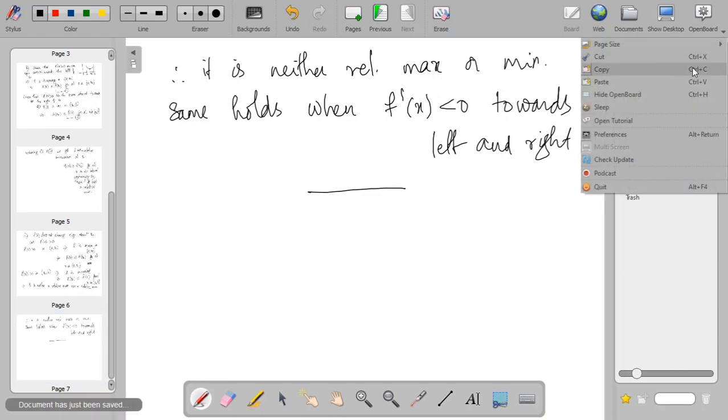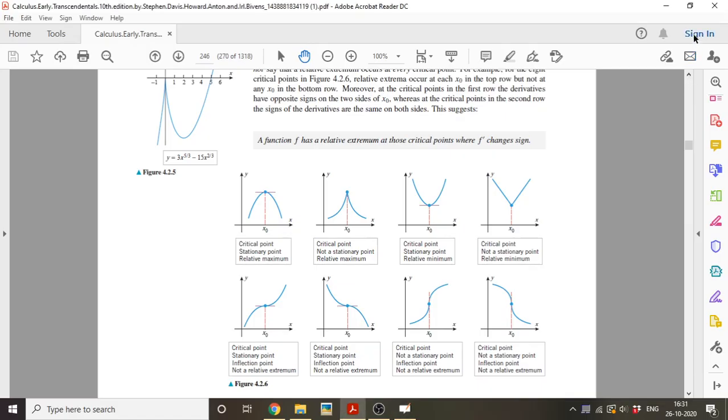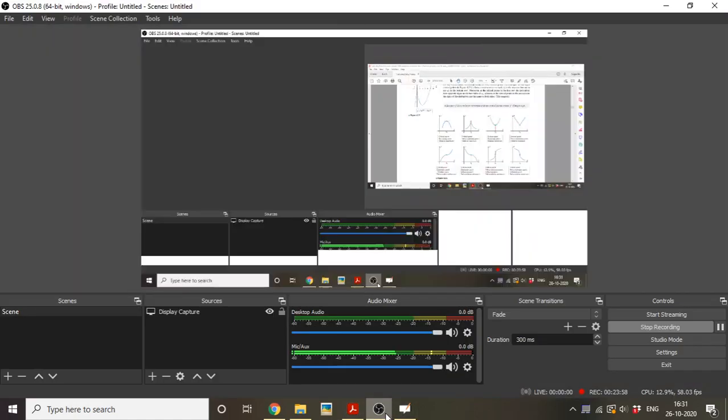So with that we will conclude, and in the next class we will look at the second derivative test, and once we complete that we will see how to maximize or minimize a function.